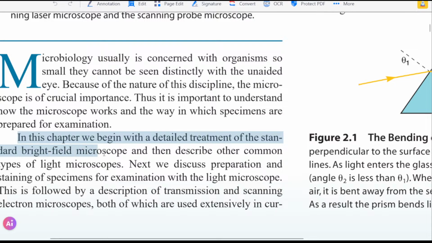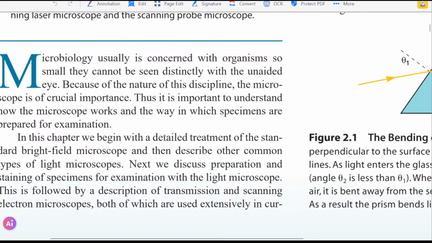In this chapter we begin with a detailed treatment of the standard bright field microscope, and then describe other common types of microscope. They are beginning with the lenses. Okay, sorry, I didn't mean to say lying, by the way. So they are starting with the lenses, then the treatment of the standard bright field microscope, then describing the other common types of light microscope. Next, we discuss the preparation and staining of specimens. Okay, they are talking in general.